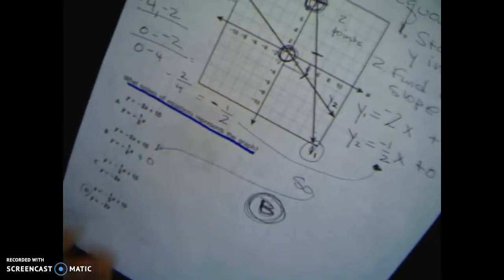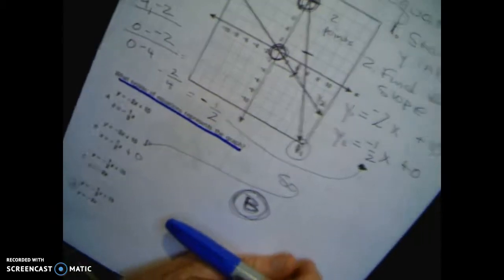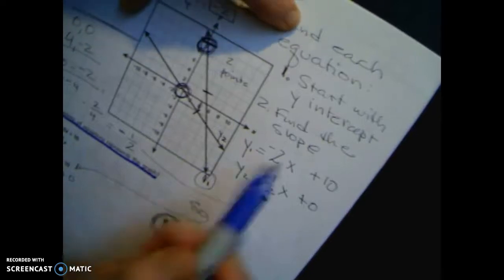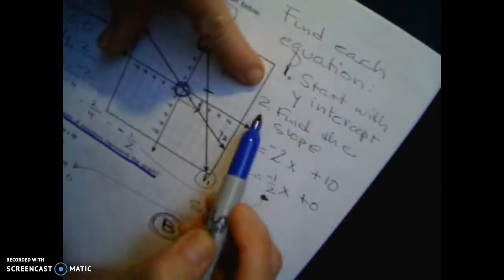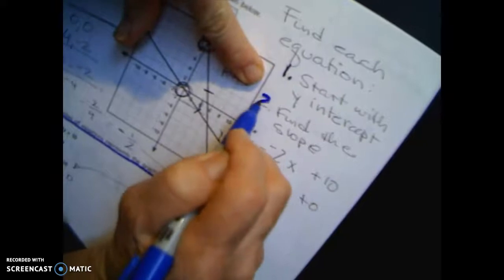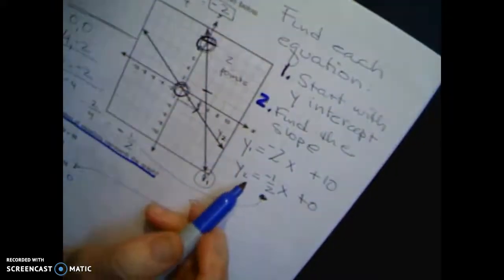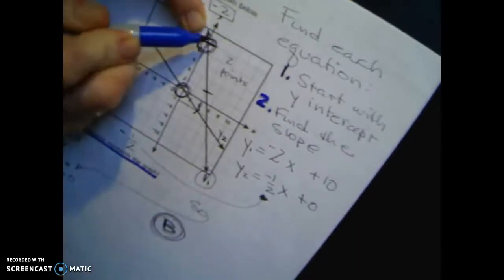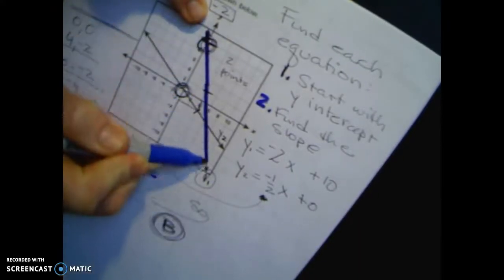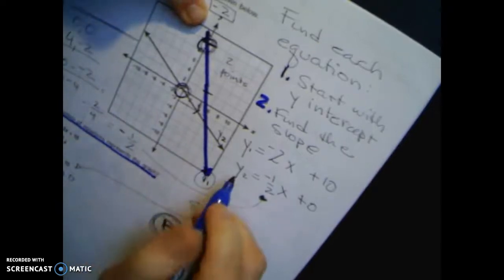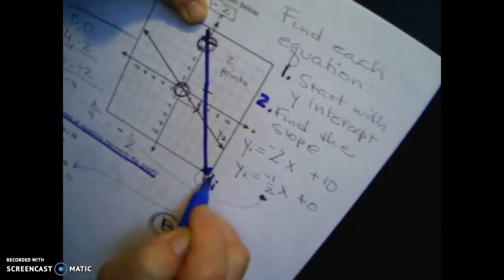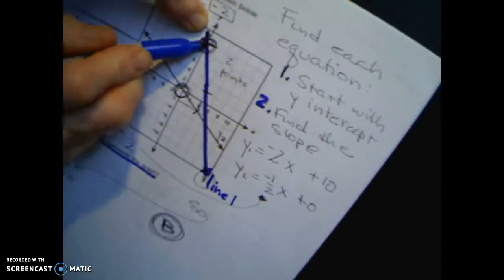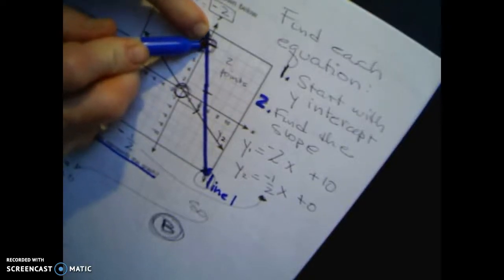So remember how we find the equation of a line: the first thing that we do is we start with the y-intercept. The second thing we do is to find the slope. And let's do this for the first line here, which I will put in heavy blue. And once you get one, you can do them all. I'm going to call this L1, Line 1. So it's easy to see that the y-intercept is at 10.